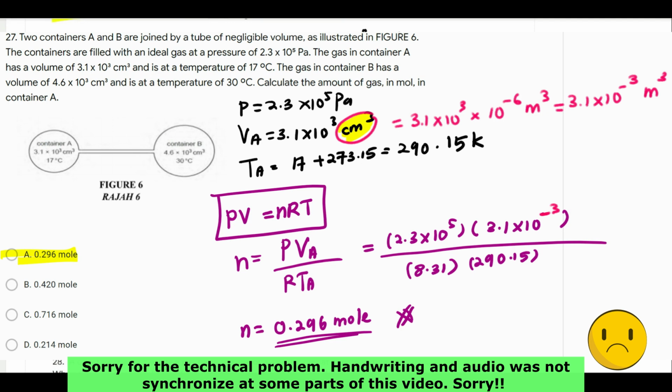Over 8.31, TA is 290.15. So finally, you will get the answer, which is 0.296 mole. So the answer is A.